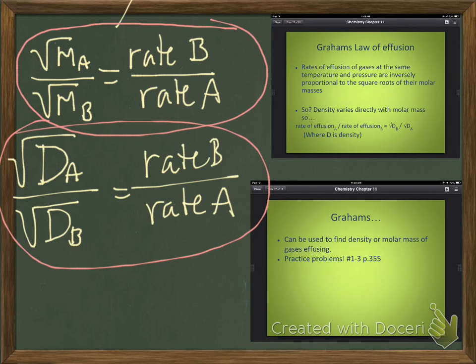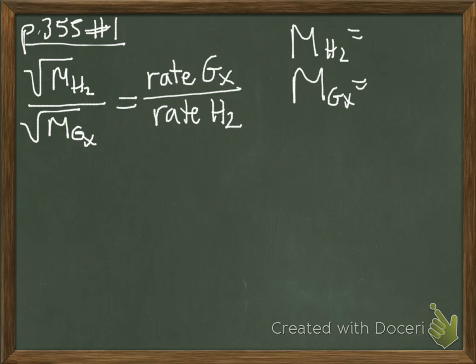Okay, so now we're going to go to page 355 in your book, Holt Modern Chemistry, and we're going to look at the practice problems number 1 through 3. Okay, so if we look at number 1 together, we're told this. A sample of hydrogen effuses through a container about 9 times faster than an unknown gas, which we're calling gas X. Estimate the molar mass of the unknown gas.